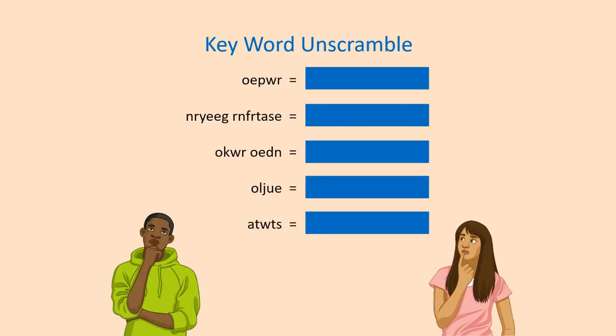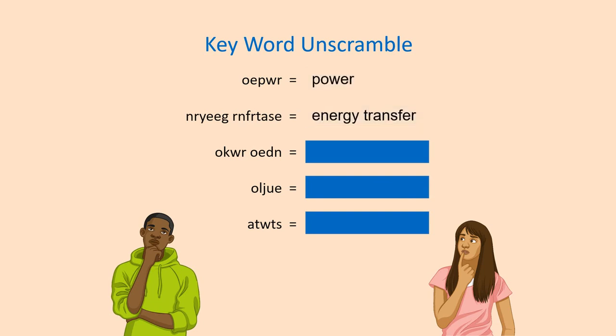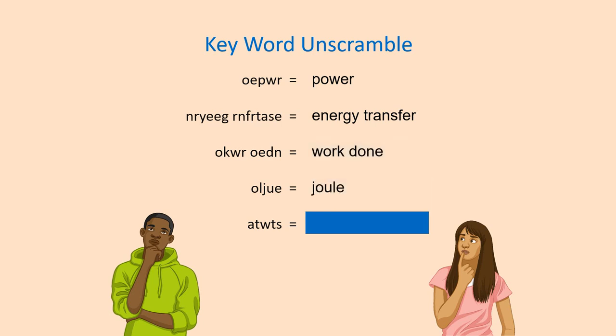Finally, can you have a go at unscrambling the key words and phrases from this lesson? So pause the video, have a go at unscrambling the key words and phrases, and then come back ready for the answers. Here are the answers: power, energy transfer, work done, joule, and watts.